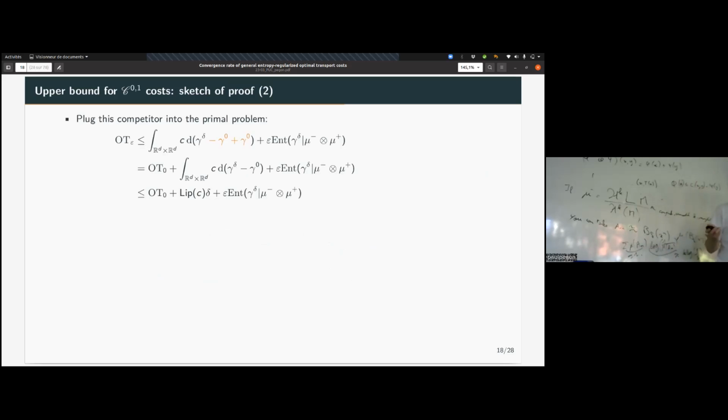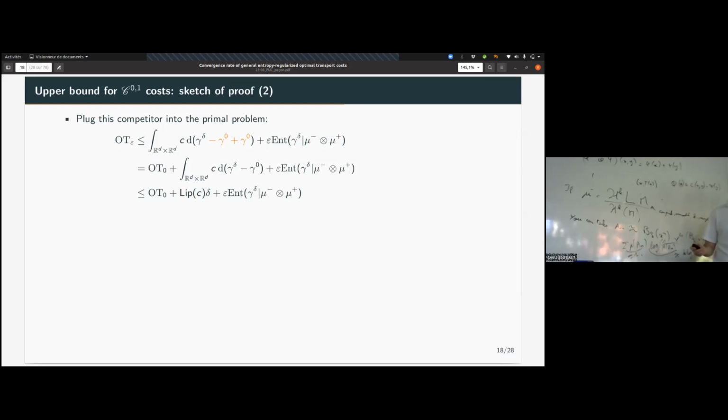Now you plug this into the entropic problem. Forget the orange part for now, it's exactly the integral of c d gamma delta plus epsilon times the entropy. And then I subtract and add, because I can, gamma 0. This term gives you T0, and you have the remainder term here, and epsilon times entropy. And you just want to control the two terms. The first term is easy, because c is Lipschitz, and these two are delta close, so you can just bound it by the Lipschitz constant times delta in this case.